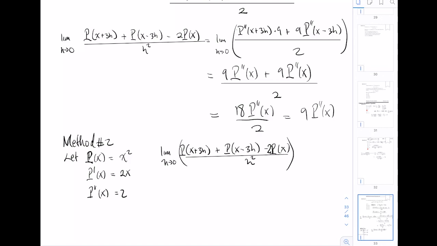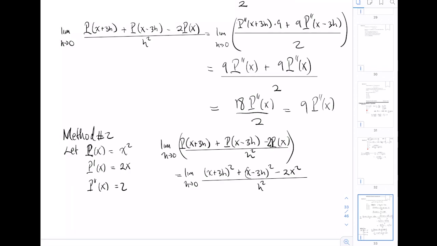is the same as the limit as h approaches 0 of x plus 3h all squared plus x minus 3h all squared minus 2x squared, all divided by h squared. So I'm looking for some scalar times this. I'm looking for some scalar of 2. All right, that's what I'm looking for as the answer, which will make sense when I get to the answer.